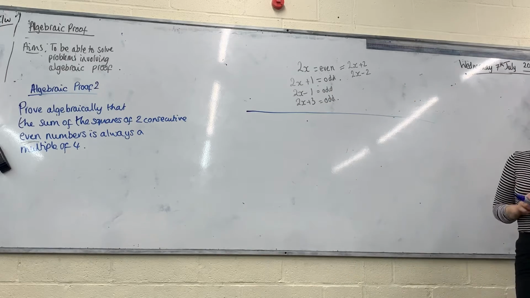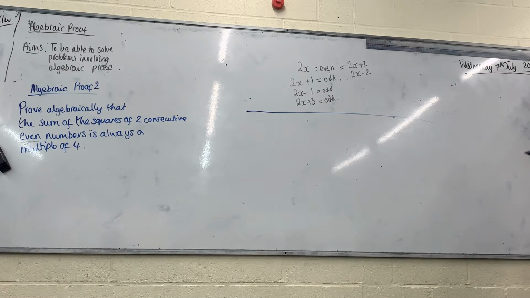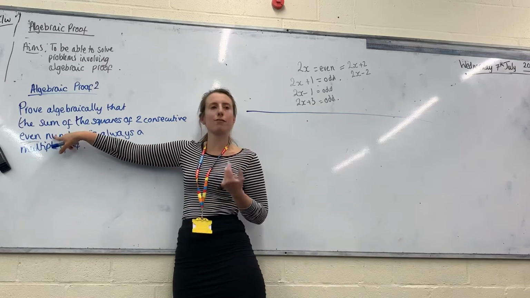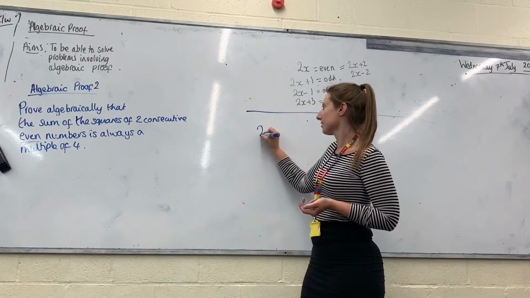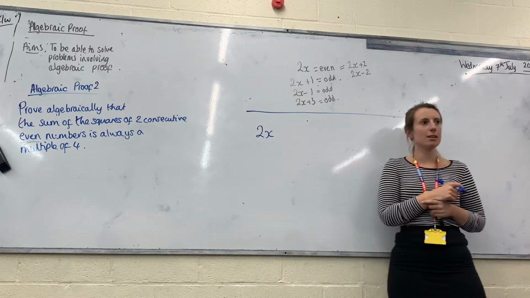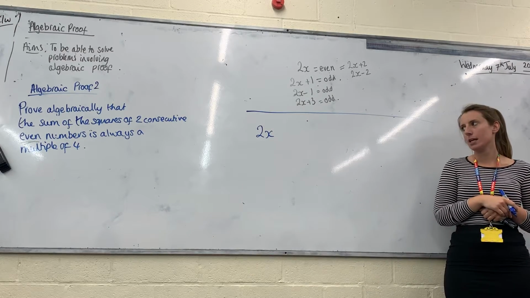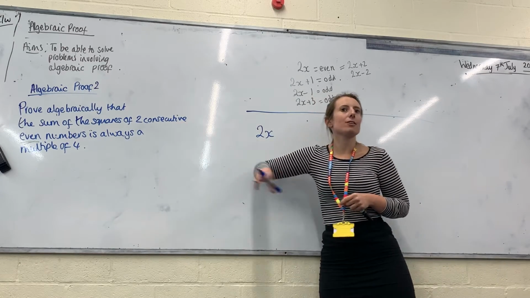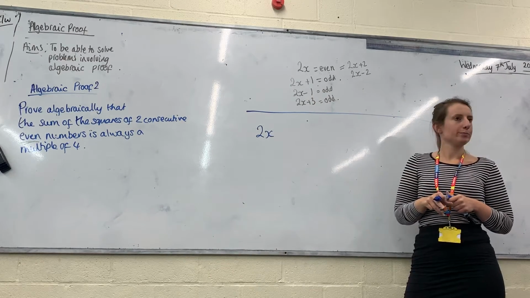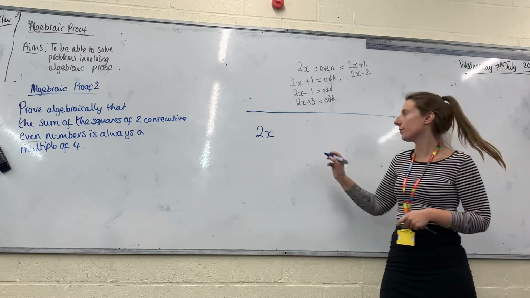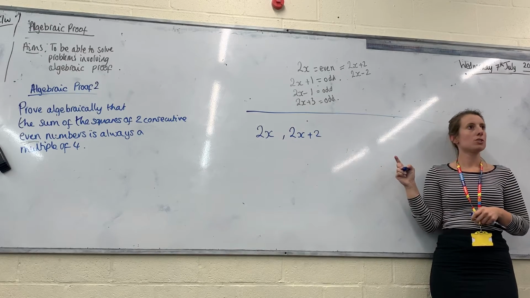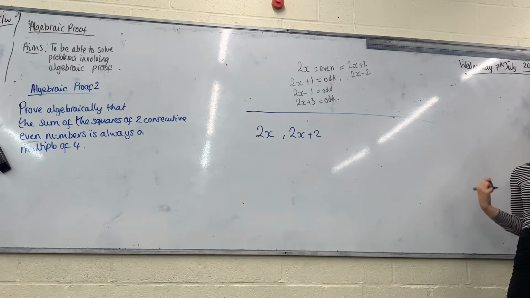Right, so in the context of this question: prove algebraically that the sum of the squares of 2 consecutive even numbers is always a multiple of 4. So I am dealing with even numbers here. My first even number is 2x. What would be my next, consecutive even number? 2x plus 2. And the next even number after that would be 2x plus 4, and then 2x plus 6, 2x plus 8.